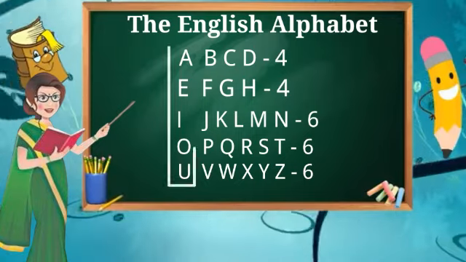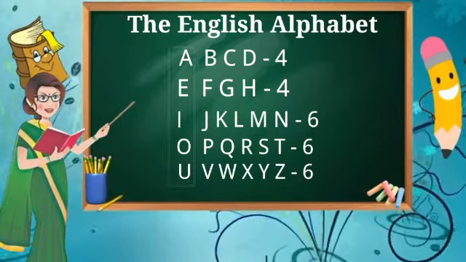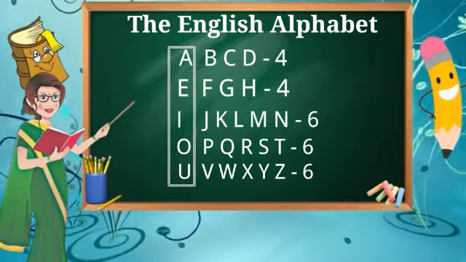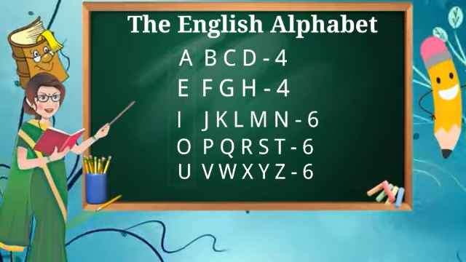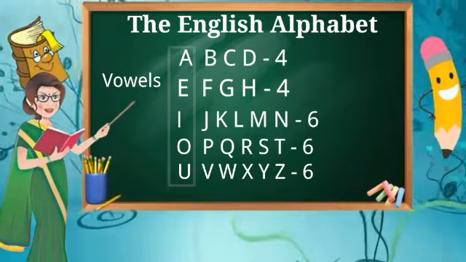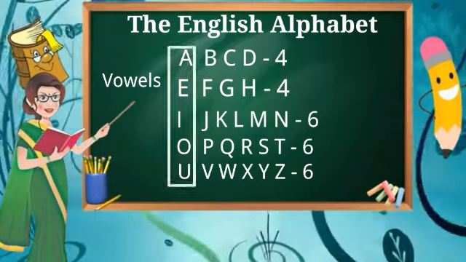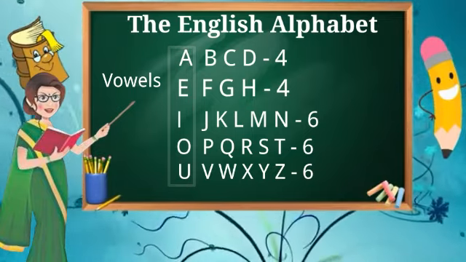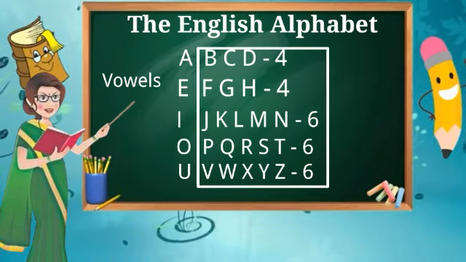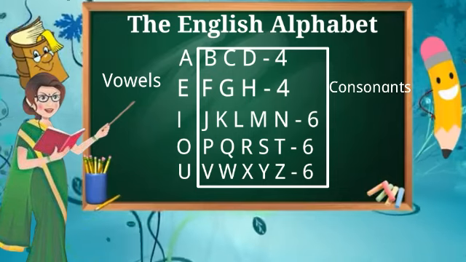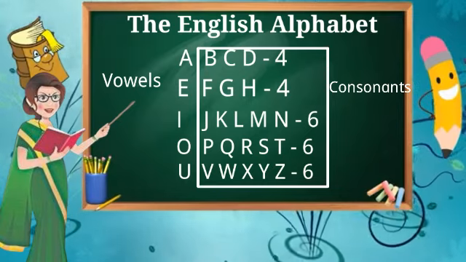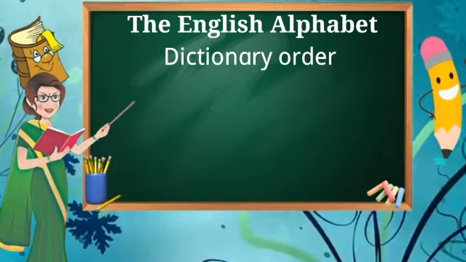Look at the first column, children. What do you see there? Yes, the 5 letters, they are A, E, I, O, U. So these 5 letters are called as vowel letters. Remember it properly. A, E, I, O, U, 5 letters are called as vowel letters. And the rest of 21 letters are called as consonant letters. Understood? Okay. Then the next, the most important thing is about dictionary order.